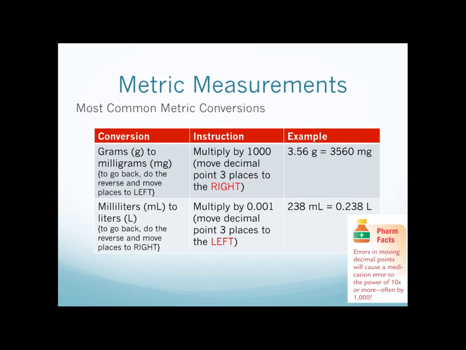So 3.56 grams is equal to 3,560 milligrams. If I want to go the other way, from milliliters to liters, I'm going to move the decimal point left 3 places, or multiply by 0.001. So 238 mLs is equal to 0.238 liters.